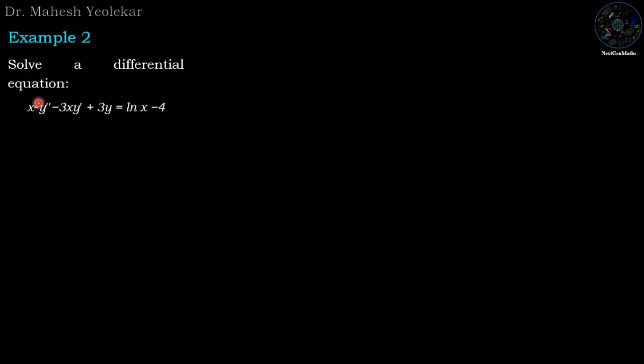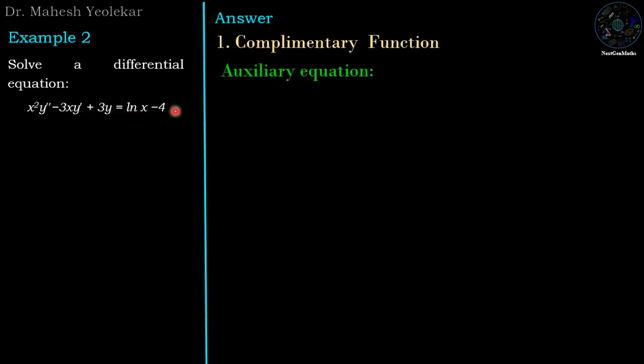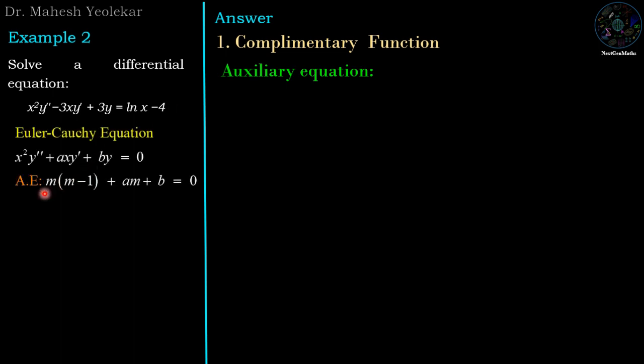Example 2. Solve the differential equation x square y double dash minus 3xy dash plus 3y equals ln x minus 4. So first generate the auxiliary equation. The given differential equation is an Euler-Cauchy equation. So the auxiliary equation is in the form m into m minus 1 plus am plus b equals 0. Here a is the coefficient of x y dash and b is the coefficient of y. So for the given example, a equals minus 3 and b equals plus 3.